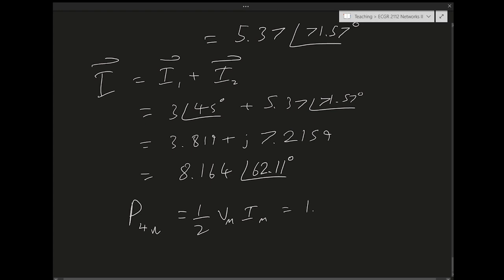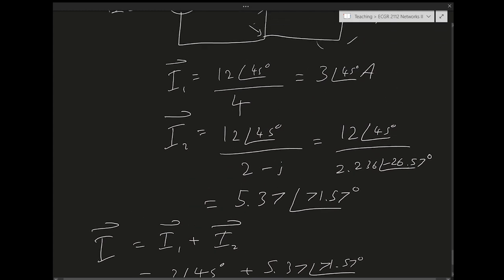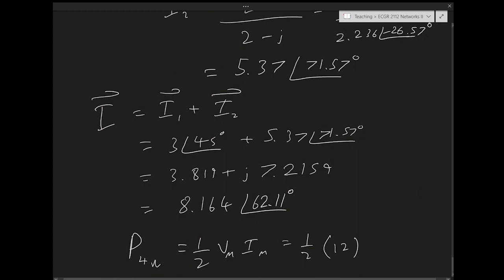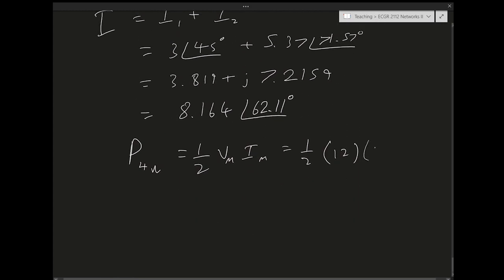So it's going to be half 12. What's I2? I1, sorry, I1 turned out to be 3. The 4 ohm resistor has I1 flowing through it. So it's going to be half 12, 3. This is going to be 6 times 3, which is going to be 18 watts.